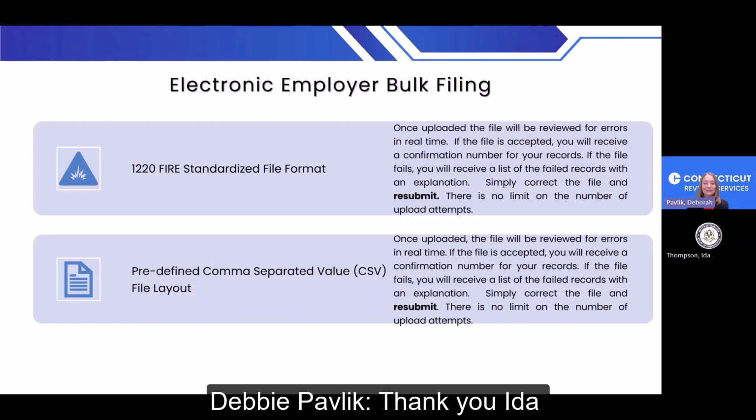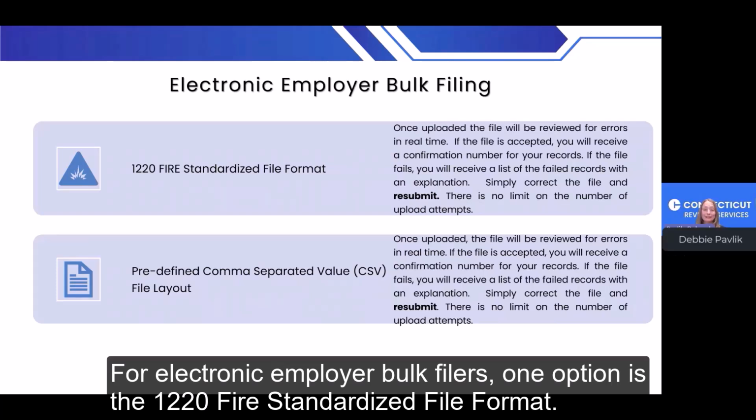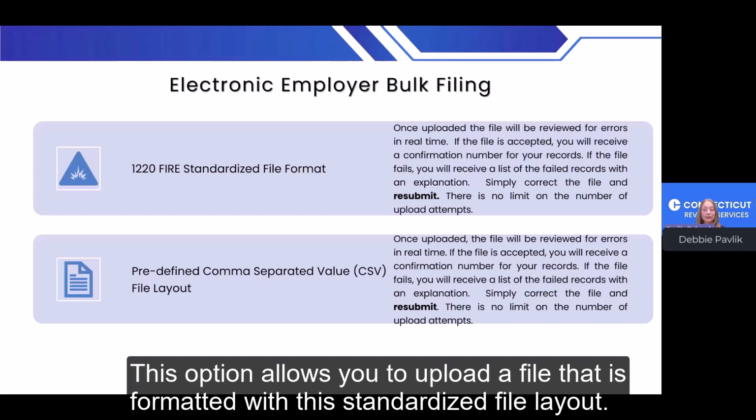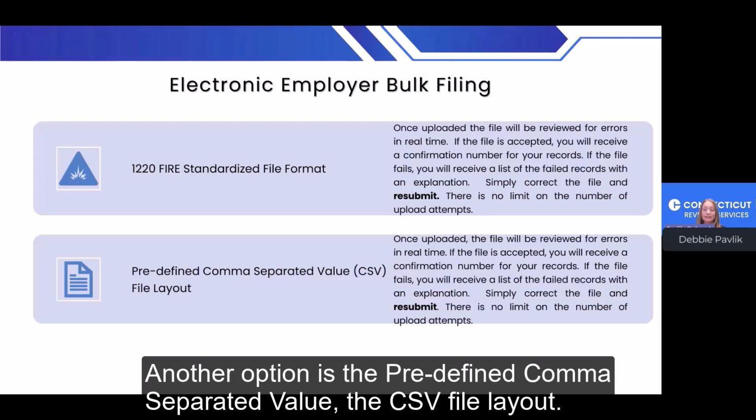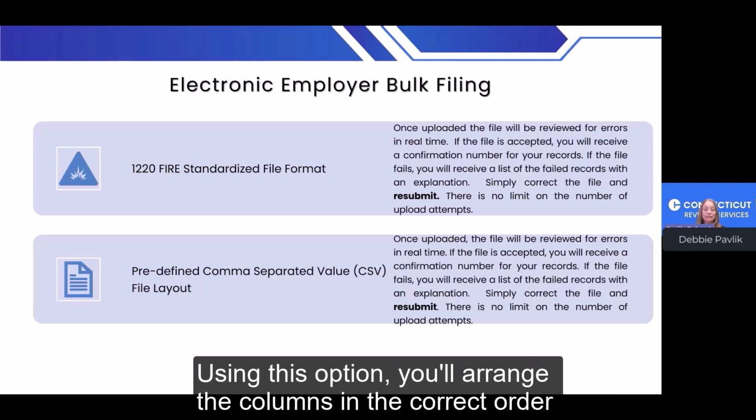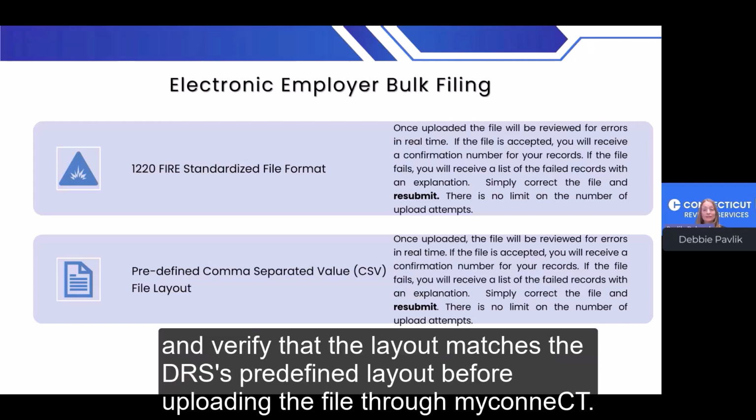Thank you, Ida. For electronic employer bulk filers, one option is the 1220 FIRE standardized file format. This option allows you to upload a file that is formatted with this standardized file layout. Another option is the predefined comma-separated value, the CSV file layout. Using this option, you'll arrange the columns in the correct order and verify that the layout matches the DRS's predefined layout before uploading the file through MyConnect.